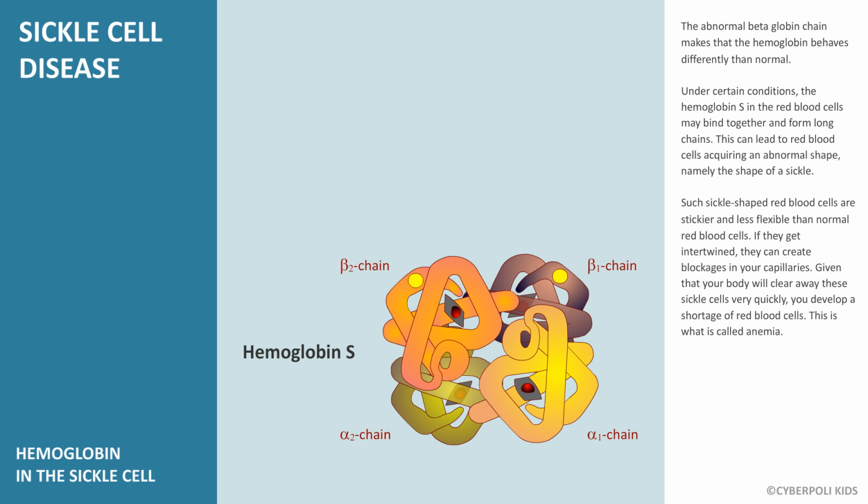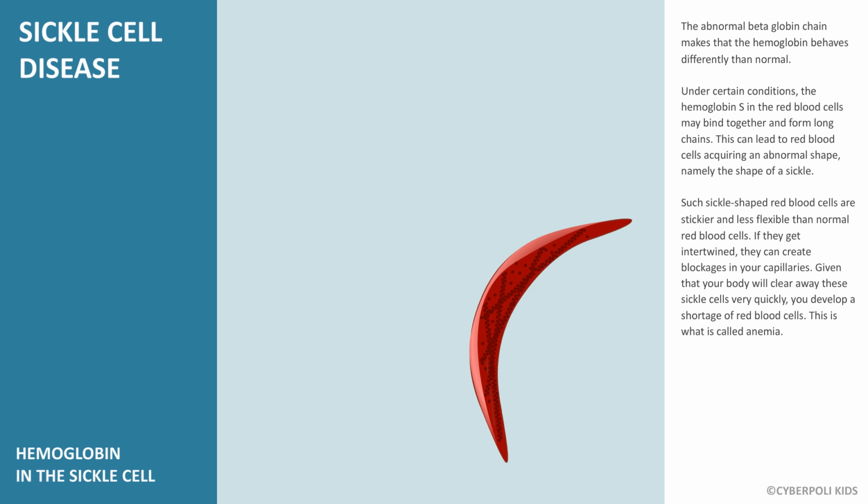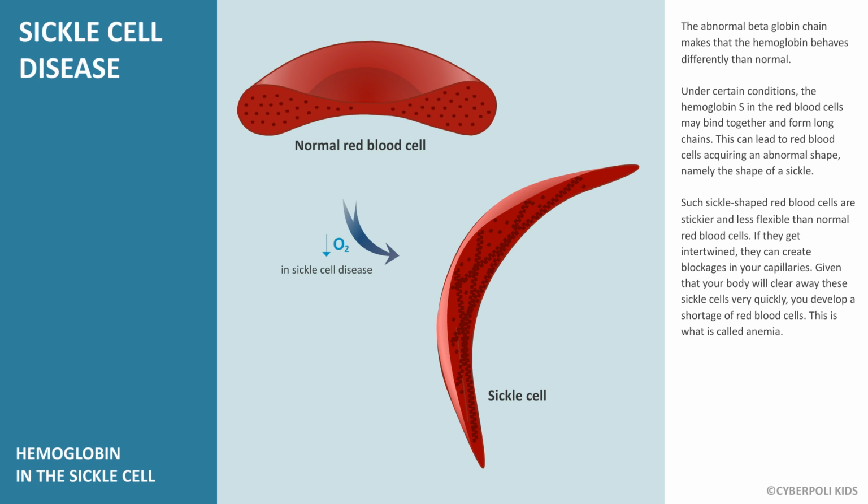Under certain conditions, the hemoglobin S in the red blood cells may bind together and form long chains. This can lead to red blood cells acquiring an abnormal shape, namely the shape of a sickle. Such sickle-shaped red blood cells are stickier and less flexible than normal red blood cells.